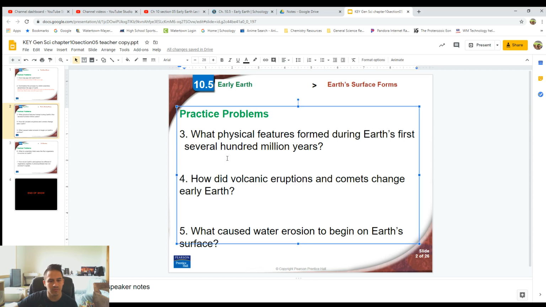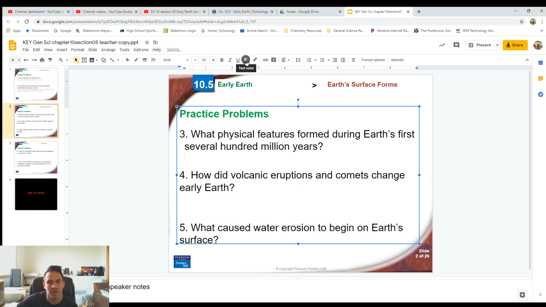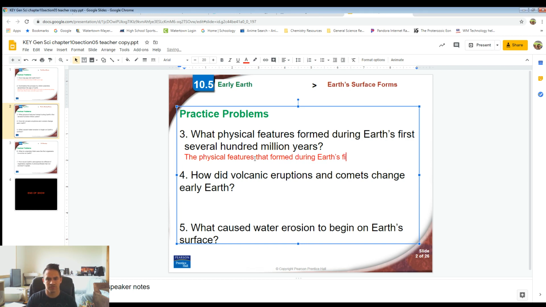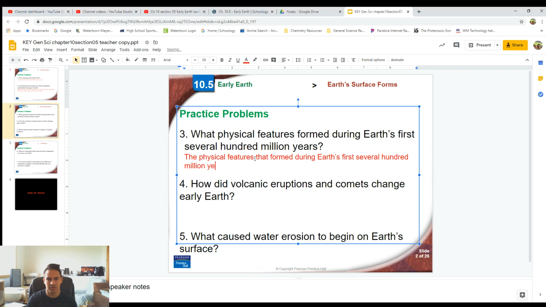All right, number 3, what physical features formed during Earth's first several hundred million years? All right, so the physical features that were mentioned in the notes here were Earth's oceans, Earth's atmosphere, and Earth's land masses or continents. Okay, so you can say the physical features that formed during Earth's first several hundred million years were, say, the oceans, the atmosphere, and the continents.